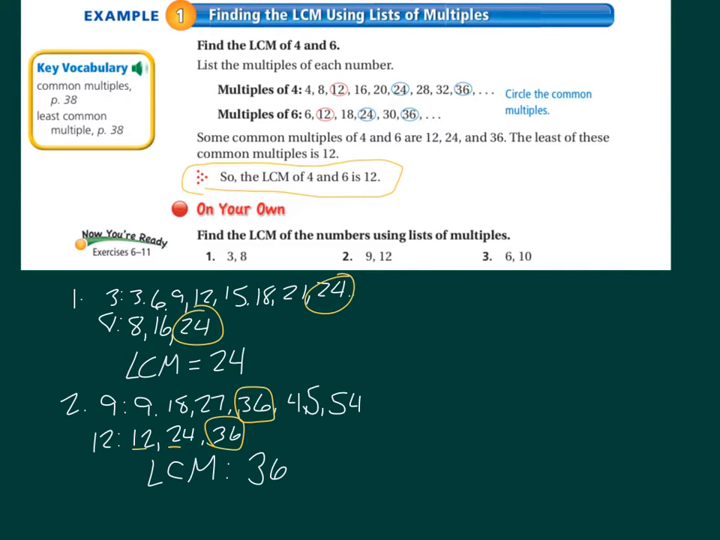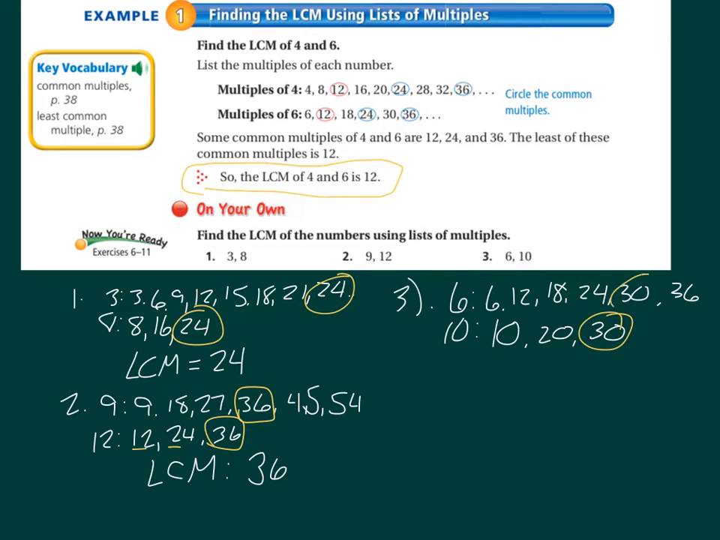Okay, last one. So again, make sure you pause this and ask if you have questions. You should be getting these answers. If you're not, raise your hand and I'll come help. Last one here for 6, we're going to list out 6, 12, 18, 24, 30, and let's go 36, and we can stop here if we know our multiples of 10 very well at all. We have 10, 20, and 30. So we can see that our least common multiple for 10 and 6 will be LCM equals 30.